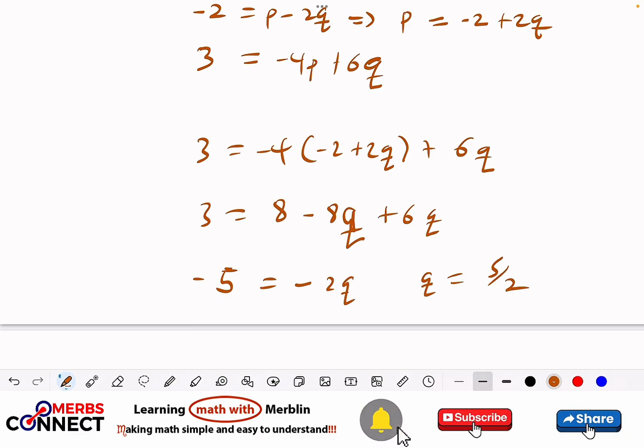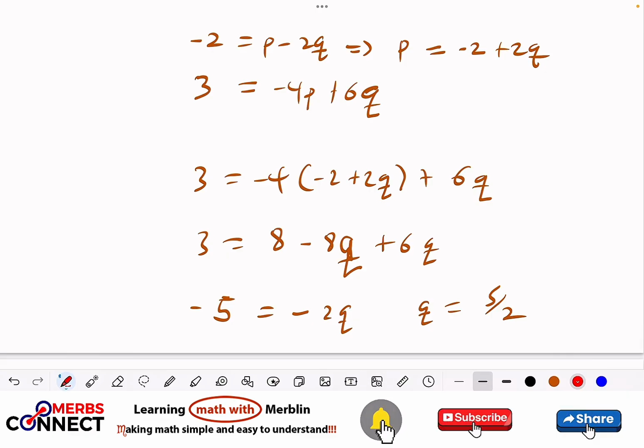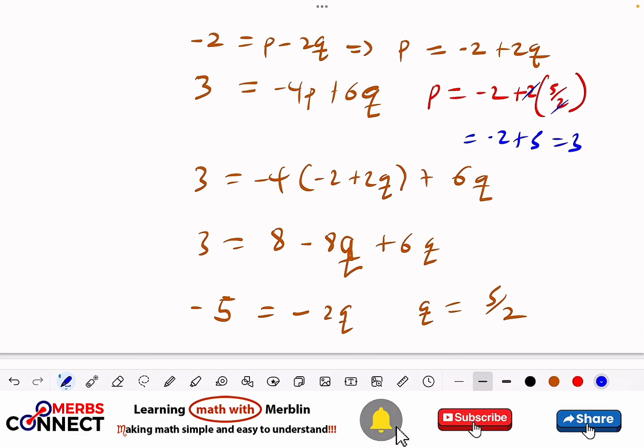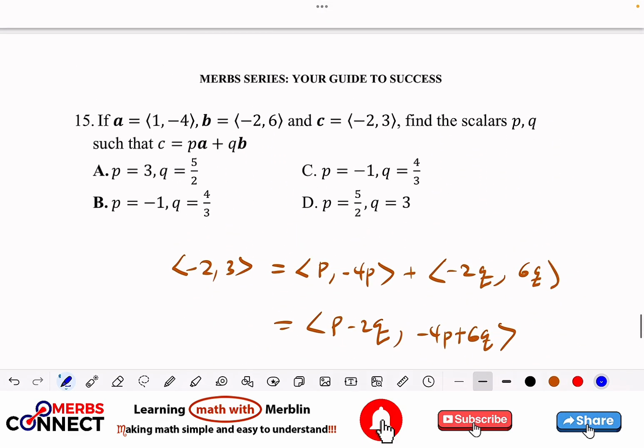Then let's do that by doing substitution here. So P will be equal to minus 2 plus 2 times 5 on 2, and the 2 will cancel the 2, so I'll get minus 2 plus 5, which is equal to 3. So 3 and 5 on 2, which is A.